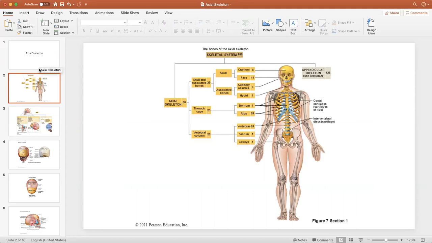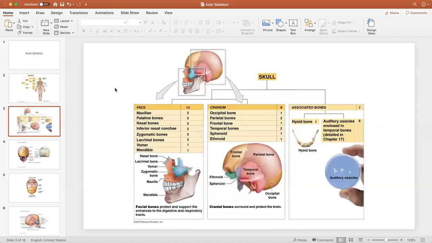Okay, so there's two different skeletons: the axial skeleton and the appendicular skeleton. The axial skeleton consists of the skull, the vertebra and the sacrum, and also the ribs and the sternum. We also have some accessory bones, which we'll look at too: the ossicles in the ear and then the hyoid as well. So we'll look at that in this PowerPoint.